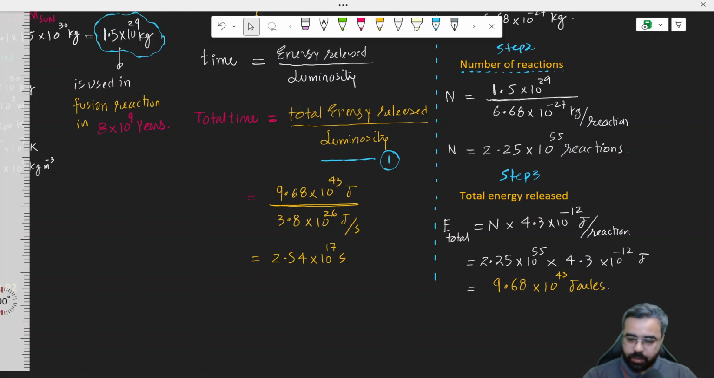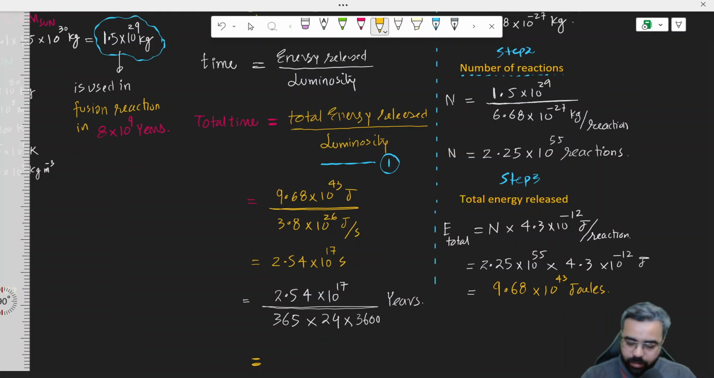Okay, so we should convert it into years. Divide this answer by 365 days. In one day we have 24 hours. In 1 hour we have 3600 seconds. By doing this, you will get the answer in years. So dear students, the answer in scientific notation is approximately 8.05 times 10 raised to the power 9 years, which would be considered correct.